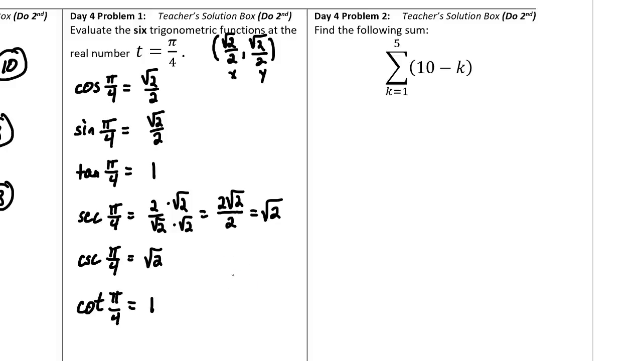Now day 4, problem 2. Find the following sum. Our formula for each term is to go 10 minus k, and we're going to substitute numbers in for k to indicate what term in a sequence we're figuring out.